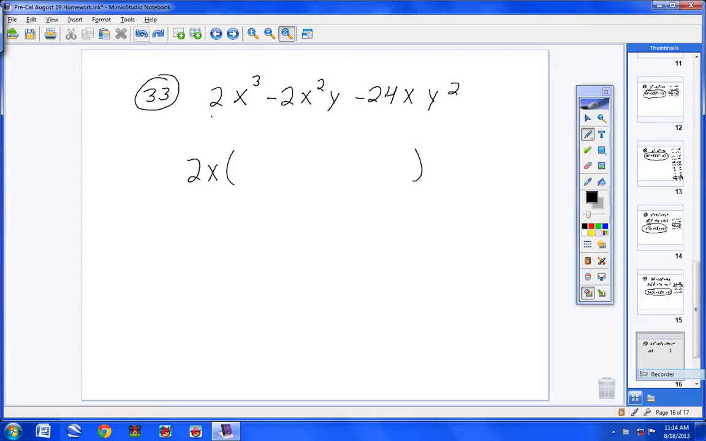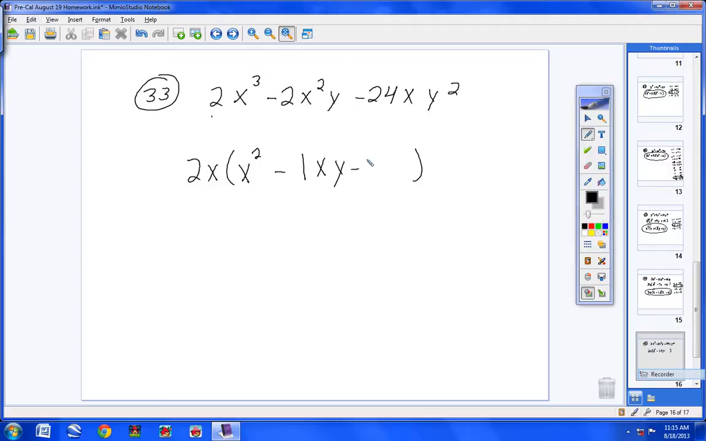Not at all. It's wrong. Just x squared. There we go. 2x times x squared is 2x cubed. And then here, 2 times negative 1xy. See if that works. 2 times negative 1 is negative 2. X times x is x squared. There's no y's. I have a y here, so a y. Works perfectly. Okay, 2 times something has to give me negative 24xy squared.